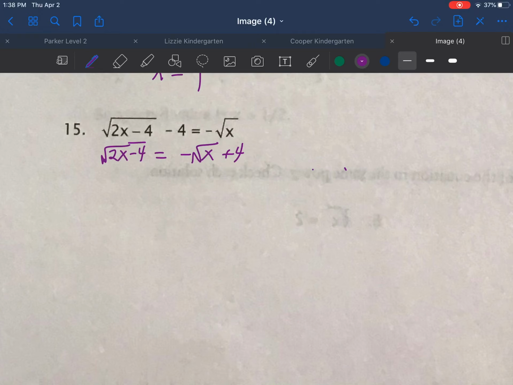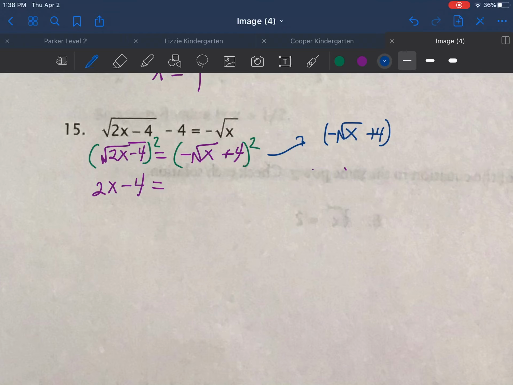To get rid of our square roots, we're going to need to square both sides. Okay, so we're going to square both sides. On the left-hand side, that'll give me 2x minus 4, which is so nice and happy. On the right-hand side, we're now squaring this binomial. I'm going to come out here to the side and write it out because it gets a little bit ugly. So we've got negative square root of x plus 4 times negative square root of x plus 4. Okay, so this is just our foiling.